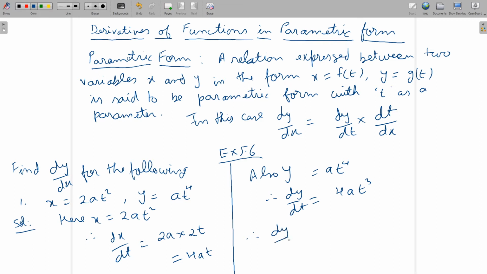So dy by dx will be equal to dy by dt into dt by dx, and we'll put the value of dy by dt. dy by dt is 4a t cube. Then we have the value of dx by dt. Now to find dt by dx, very simple, we'll just take the reciprocal of that. So reciprocal of dx by dt will be dt by dx, and that will be 1 by 4at. So we'll divide 4a t cube by 4at, and 4a and 4a will cancel each other. What we'll get is t square.